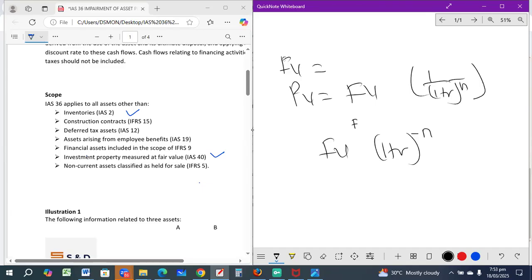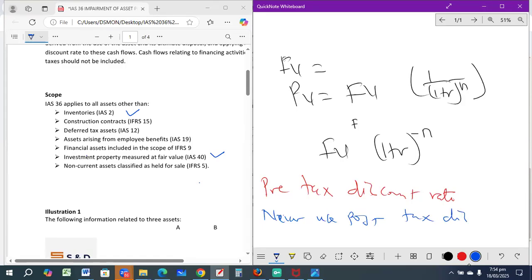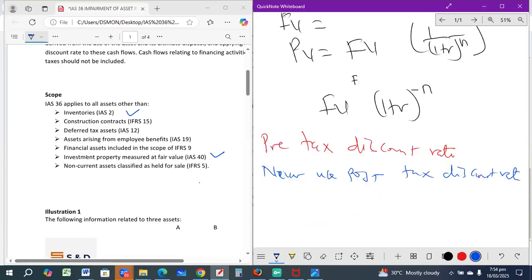Now, the discount rate to use, we always use the pre-tax discount rate. Please never use the post-tax discount rate. Always use the pre-tax discount rate. Where the pre-tax discount rate is not given, then you can assume what? Yes, who can help us?